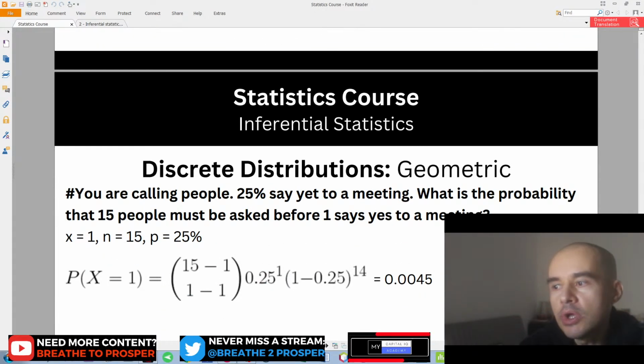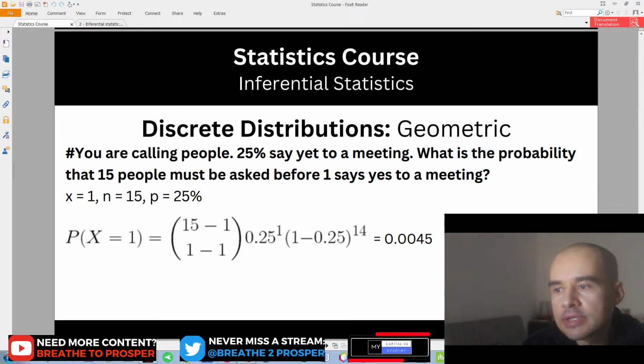Same thing, you're calling people, 25% say yes to a meeting. What's the probability that 15 people must say no before one says yes to a meeting? Same problem, see? The only difference is that instead of 5 people, or the number that we defined before, it's just 1, okay?